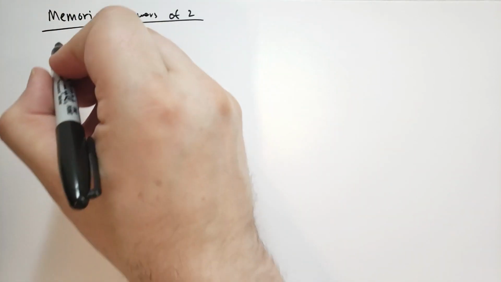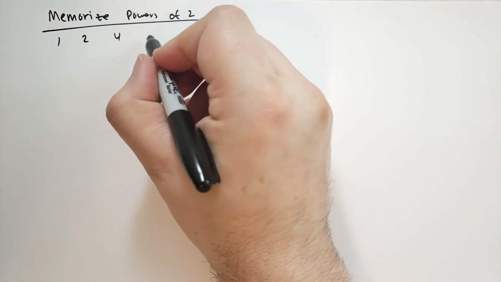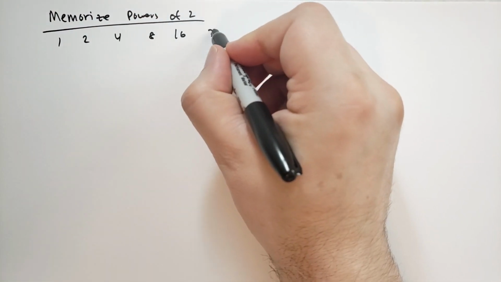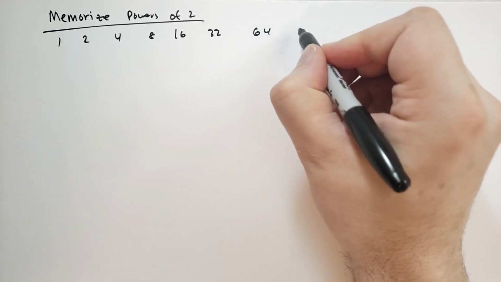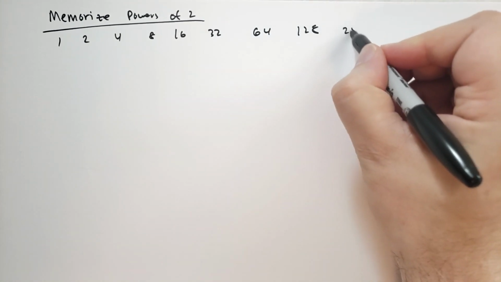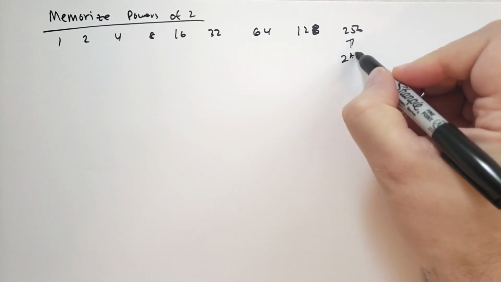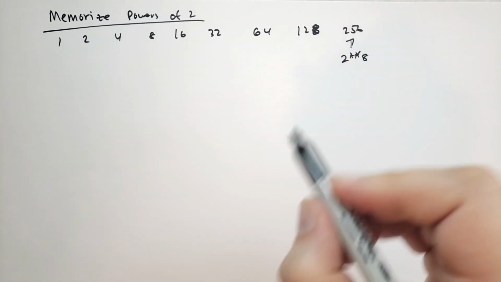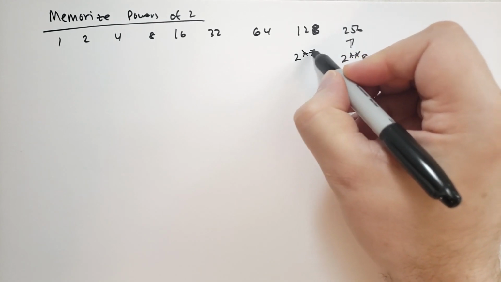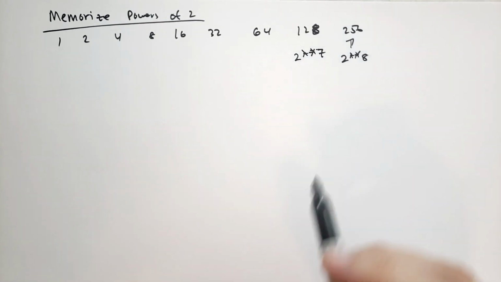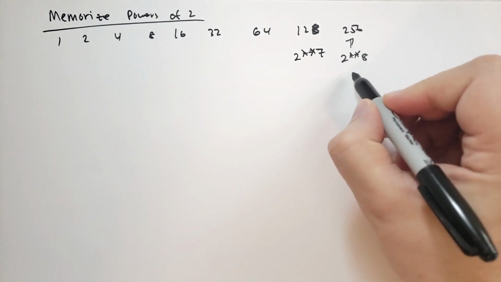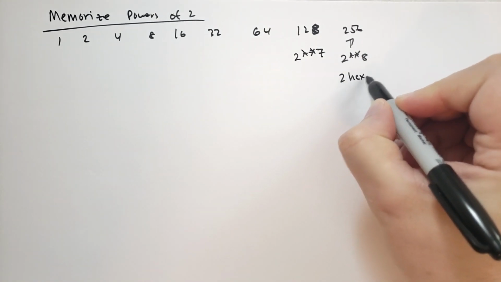Okay, first we have 1, 2, 4, 8, 16, 32, 64, 128, and then 256. Let me write that out better there. This is 2 to the 8th. Okay, this is 2 to the 7th. Right, that's the last. So basically, at this point, 2 to the 8th, this is 2 hex digits.